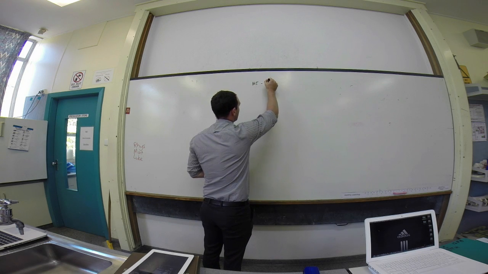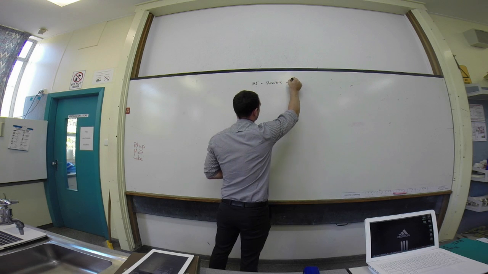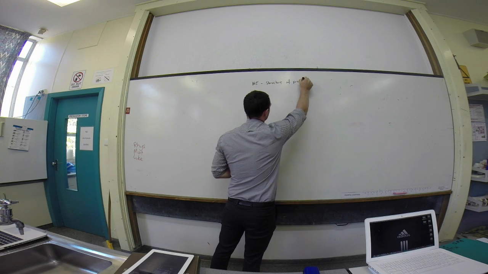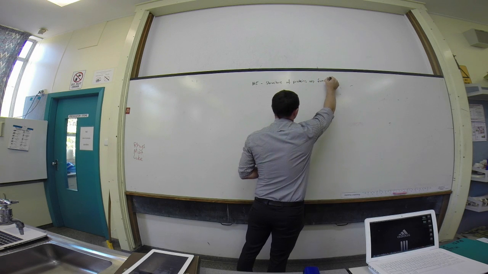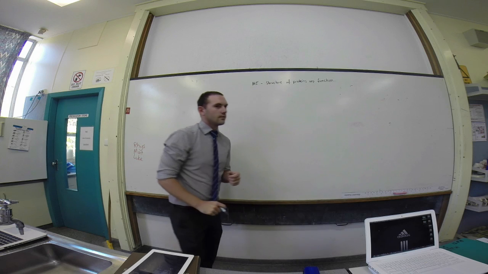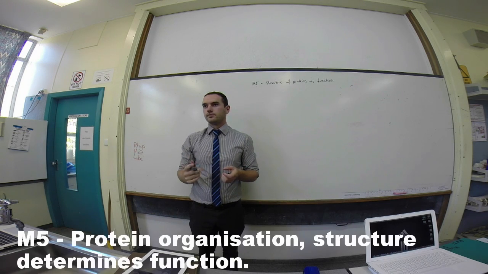M5, structure of proteins, and function. How do we get a protein? Using the ribosome to make a polypeptide chain.